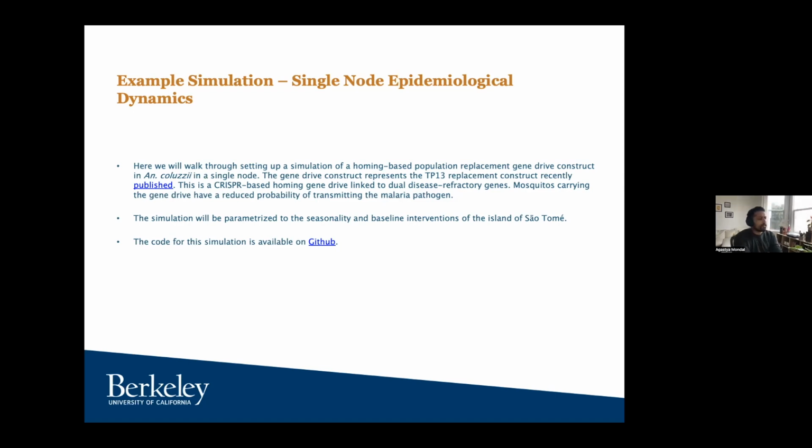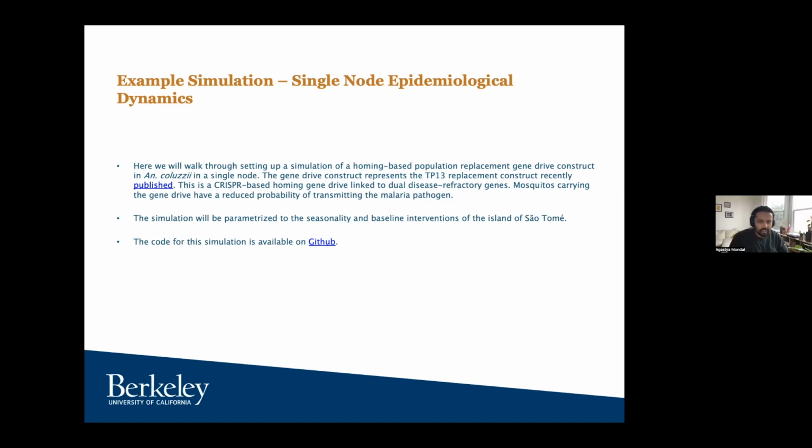This represents the TP13 replacement construct that was recently published by Tony James's lab. It's a CRISPR-based homing gene drive linked to dual disease refractory genes. So any mosquito carrying the transgene has a reduced probability of transmitting the malaria pathogen. And we will just demonstrate how you'd set up a basic release of that in a single node.